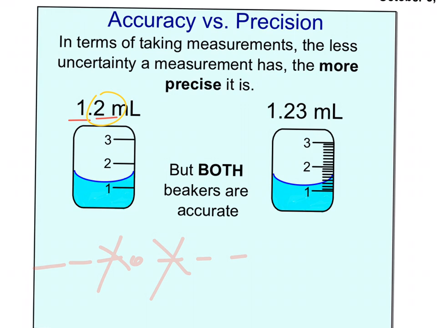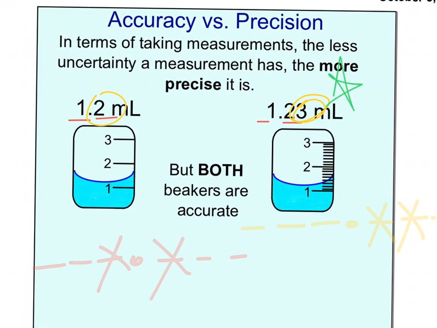Now over here, same amount of water, but now this one's counting up by tenths. So I've got the 1, 2, and 3 with the little lines in between, so this is going by tenths, so I estimate to the hundredths. That's why this one goes 1.23 with my estimated digit. Now, the first question is, which one is more precise? Remember, precision is how repeatable a measurement is.